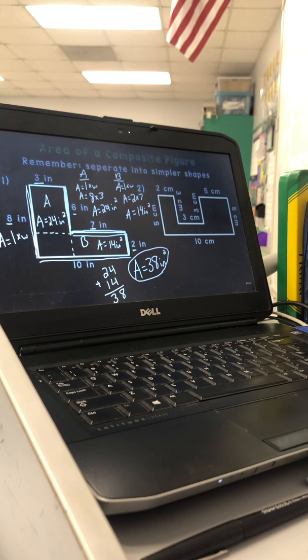There are usually multiple ways to separate a composite figure. It doesn't matter which way you separate it, but it does matter which numbers you use, which dimensions you use going around for your length and width. So that's something you need to be careful of. So let's jump into number 2 here and see how we do this one. This one's a little more complex.